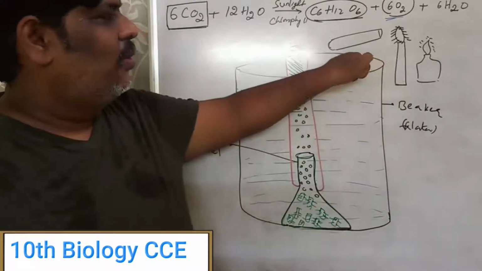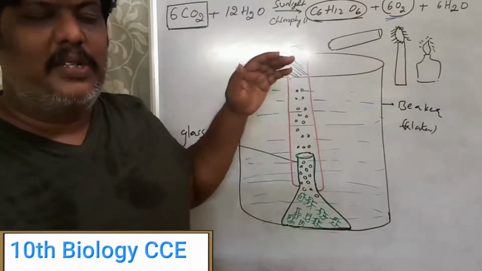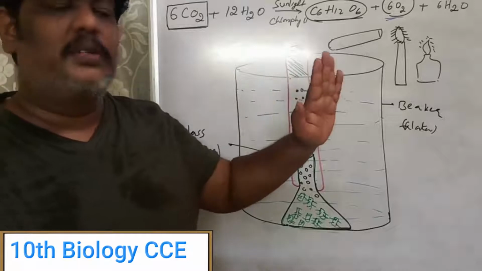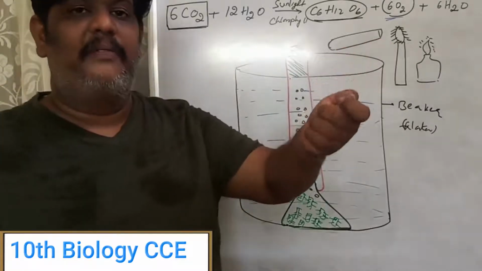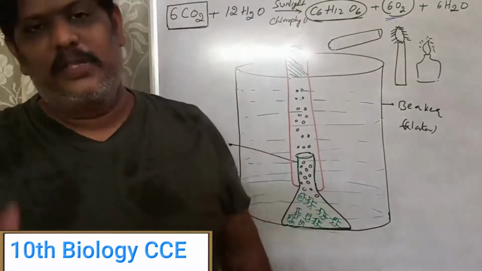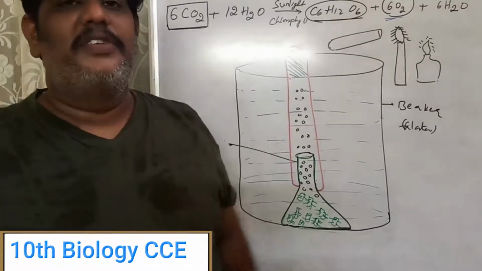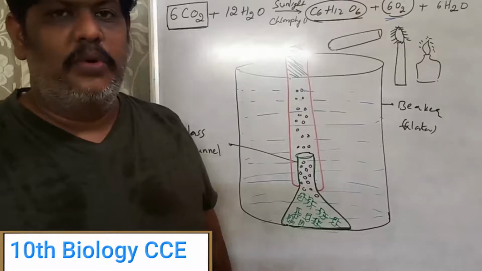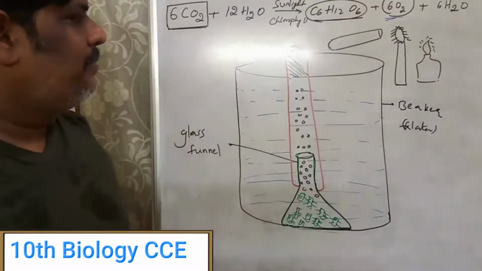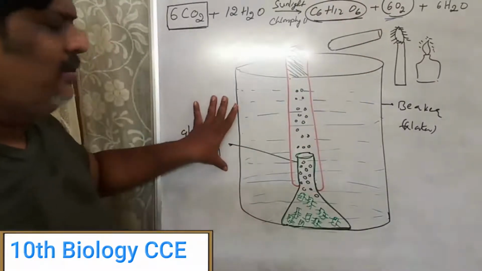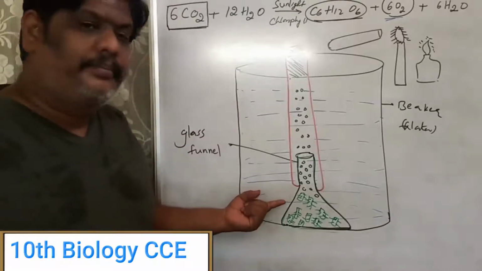So slowly release the thumb and make sure that the air slowly goes out and reaches the flame, and the flame will start growing vigorously. So by this we can prove that oxygen is the gas which is liberated during the photosynthesis.